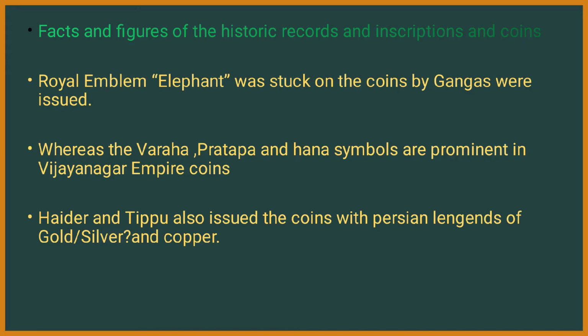Now we will be seeing some of the facts and figures of the historic records and inscriptions as well as the coins that have been minted by the rulers that ruled over Karnataka. Royal emblem: elephant. It was the royal emblem of the Gangas. It was minted on the coin, right? The elephant was minted on this coin by the Gangas, and it was released by the Ganga rulers.